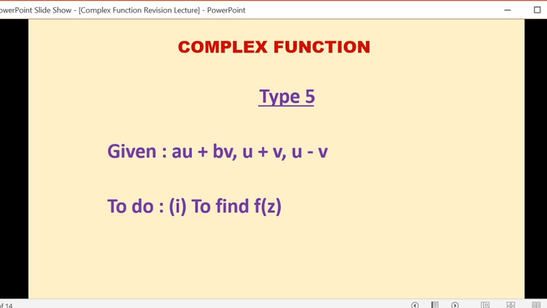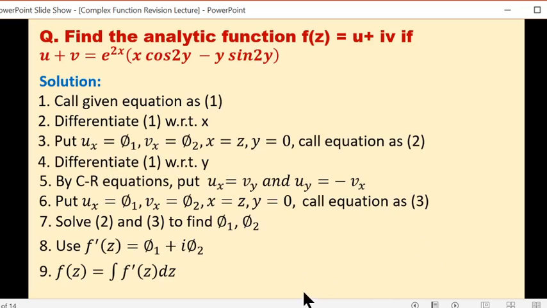Good. Okay, next let's move on to problem type 5. What was problem type 5? We are given a combination of u and v, like au plus bv or u plus v or u minus v. We have to find the function f of z whose real part is u and imaginary part is v, that is f of z equal to u plus iv. Okay, so let us see the procedure.